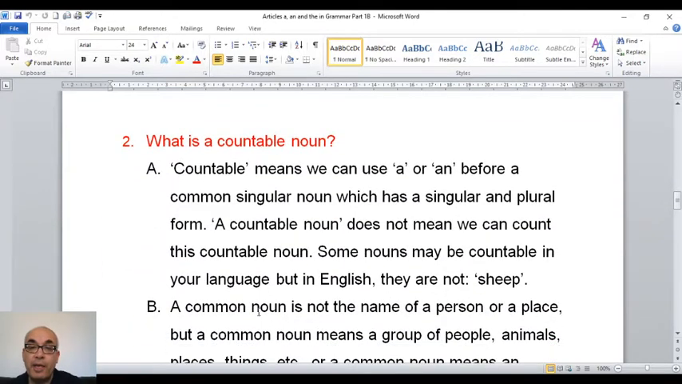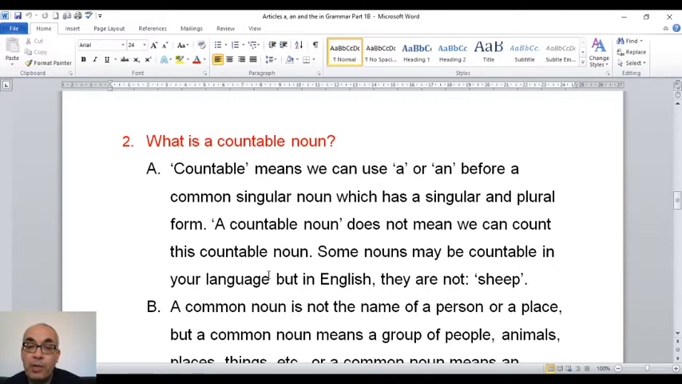What is a countable noun? This is very important because I've seen many websites that say a countable noun is a noun which you can count, and this is really not right. Even some books would explain it in this way. Now, I don't agree with this, and this is my explanation of the word countable.